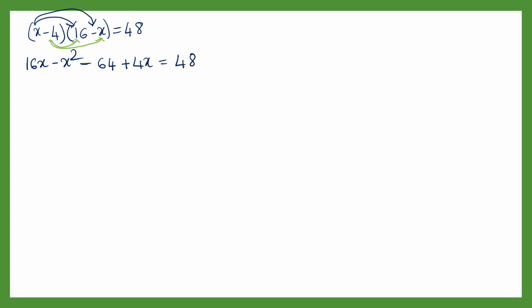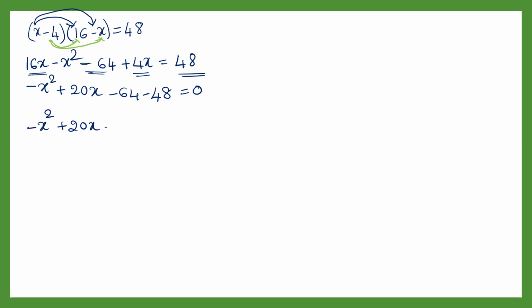If we write in the order of powers of variables, first you get minus x square plus 16x plus 4x, that is plus 20x. You have minus 64 here. This is plus 48 on the right side of the equation. If it comes to the left side, it will become minus 48. So minus x square plus 20x minus 64 minus 48 is what? 60 and 40 is 100, 4 and 8 is 12. So you get minus 112 is equal to 0. So this is the equation we got.